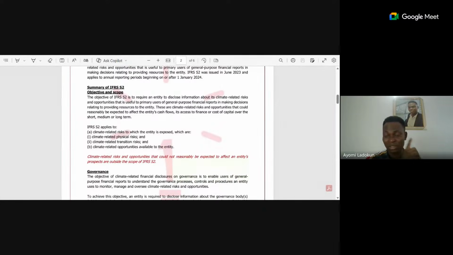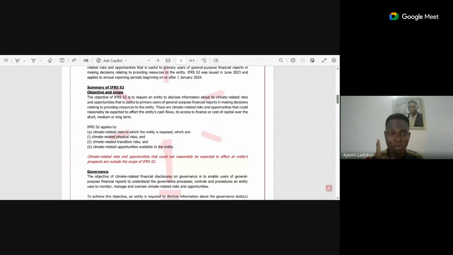Earlier we were talking about sustainability related risks and opportunities, but here you're not looking at sustainability, you're looking at climate related risks and opportunities, right? That is useful to the primary users of general purpose financial reports. Okay, so you are looking at the climate related risks and opportunities. Now, IFRS S2 applies to two things. Please be with me here, SBR candidates. Number one, climate related risk to which the entity is exposed, just like the name of the standard says.